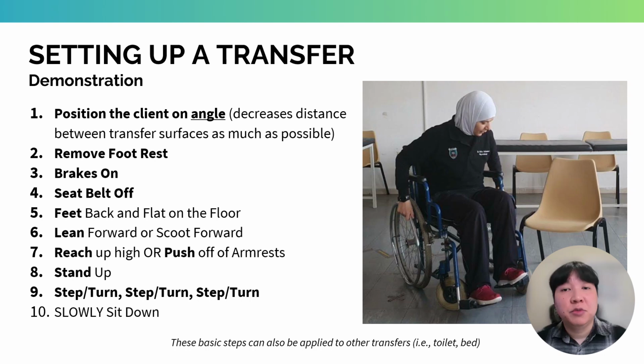Then in step 2, remove the footrest to prevent tripping. Ensure the brakes are on and then remove the client's seatbelt. Ensure client's feet are back and flat on the floor. Then proceed with step 6 and have client lean or scoot forward on their seat. Then have the client reach up high for a pull or push off their armrests. Then prompt the client to stand up. Prompt the client to step and turn, step and turn, step and turn, and finally ask them to slowly sit down. Depending on the client, some may be able to do these steps independently, while others may need verbal cues, physical assistance with removing the brakes.